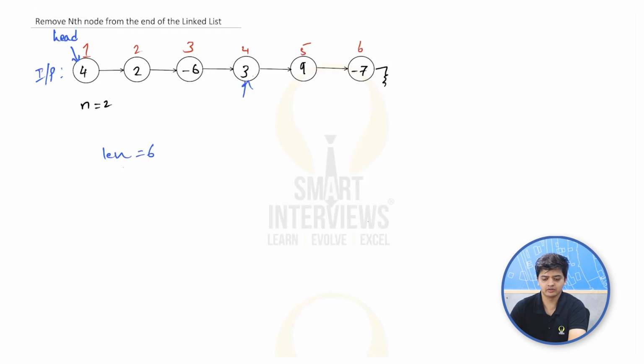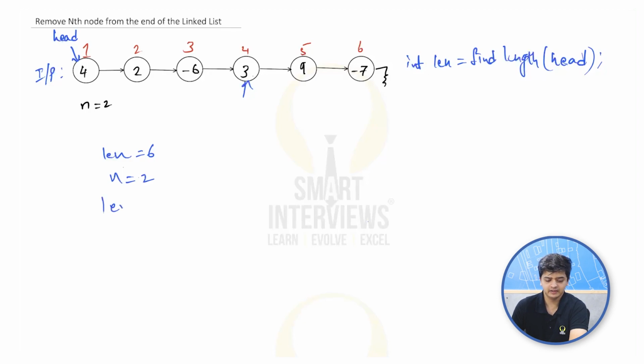Let's say we have a function called find length, which will give me the length of the linked list. We'll send the head of the linked list to this function and I will store it in a variable called length. Next, once we find the length of the linked list, I already have n, the node which I am supposed to delete. So if I do length minus n, I'll get the node at which I have to stop, which is 6 minus 2, that will give me 4.